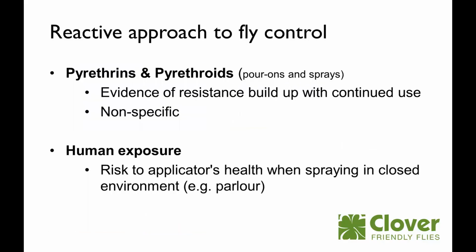So the traditional approach to fly control is quite reactive. That's using chemicals, pyrethrins and pyrethroids, all your pour-ons and sprays when there's a problem, and you're kind of behind the curve a bit then because the population's already got to an extent where you're just fighting them all the time rather than any sort of proactive thing to prevent them. There's also evidence of resistance build up with these chemicals, so they get less effective over time. And they're also not that pleasant chemicals, so if we can reduce the use of them, it's better for everybody in the parlour if they're not spraying chemicals around.